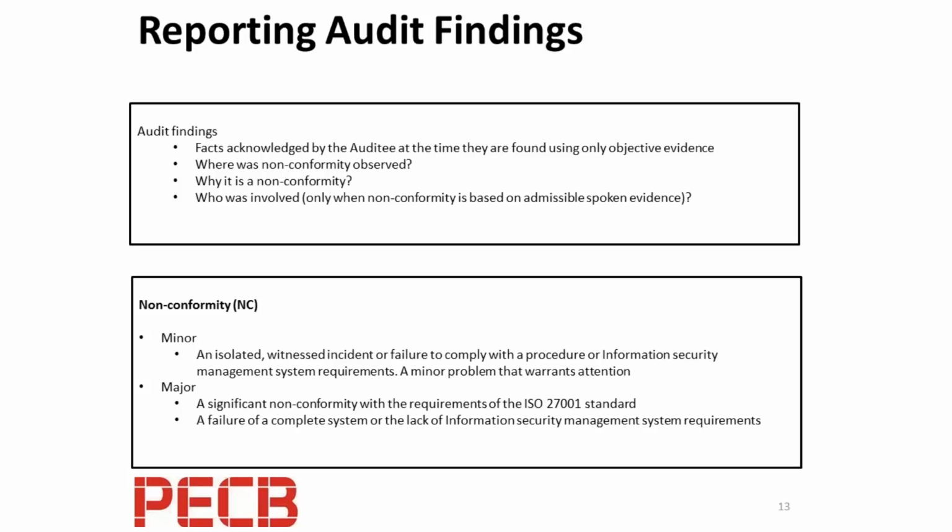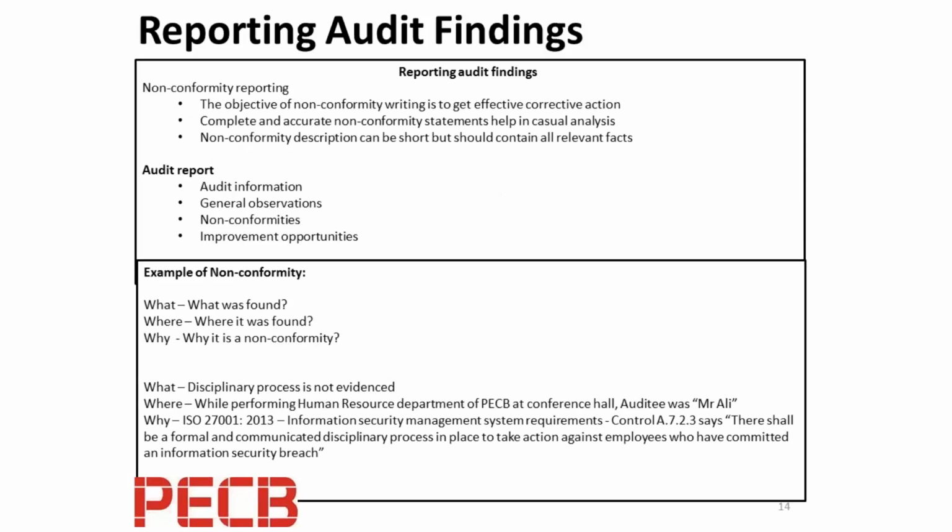Major non-conformity is a significant non-conformity with the requirements of the ISO 27001 standard, a complete failure of the system or lack of an information security management system, so that it can be implemented going forward. So you have to report that as a non-conformity, so the auditees will understand what the requirement is and why it is a non-conformity. We'll see in the next couple of slides how to write a non-conformity as well.